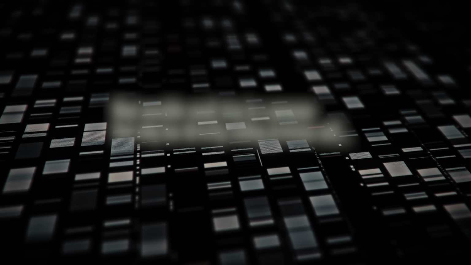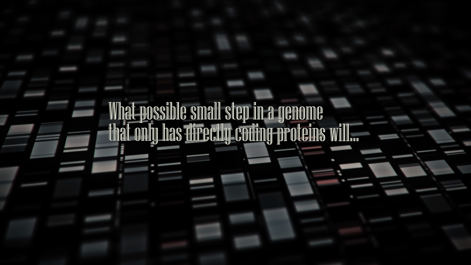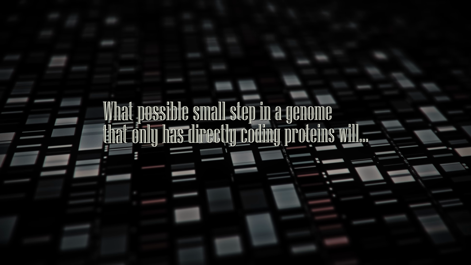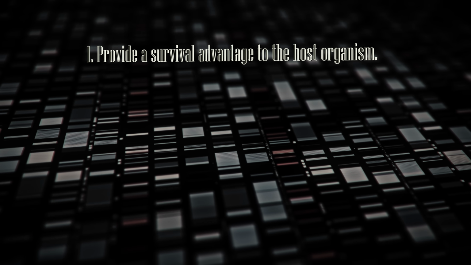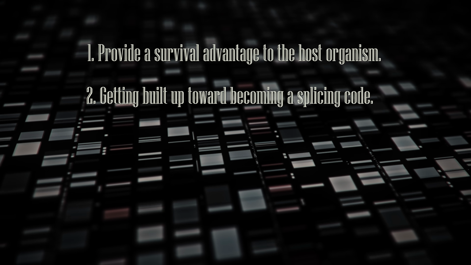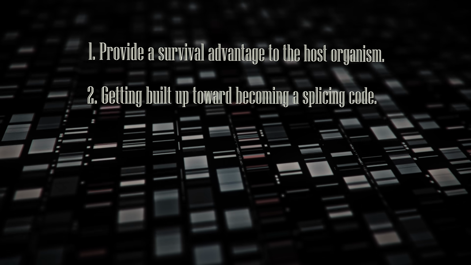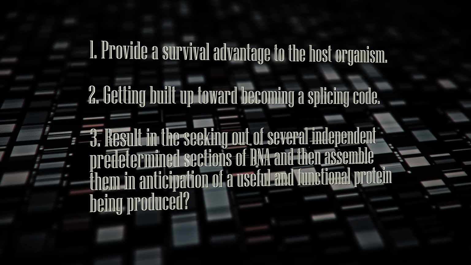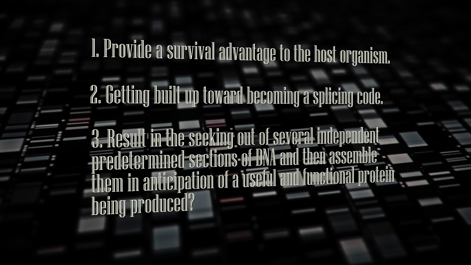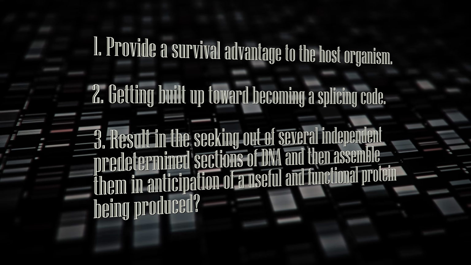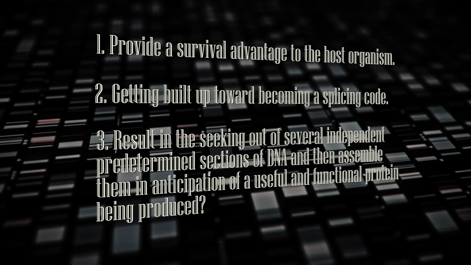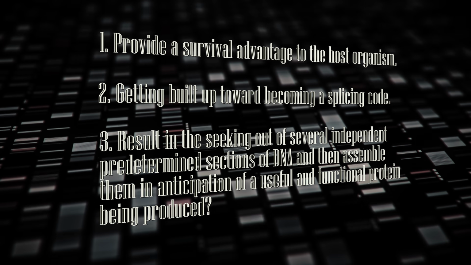How could the utilization of a spliced code that requires an incredibly sophisticated mechanism like the spliceosome arise from simple modifications and tweaking over time? What possible small step in a genome that only has directly coding proteins will, one, provide a survival advantage to the host organism while, two, getting built up towards becoming a splicing code, and three, result in the seeking out of several independent predetermined sections of DNA and then assemble them in anticipation of a useful and functional protein being produced?